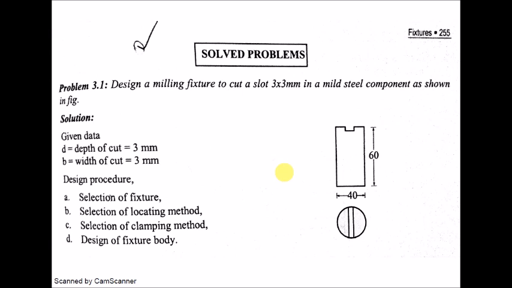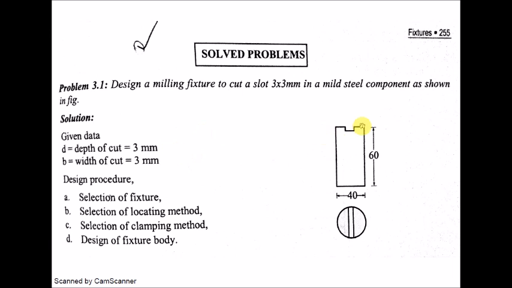So we're going to design a milling fixture to cut a slot of 3 into 3 mm. This question is not complete because the number of workpieces isn't mentioned. In the exam you may be given the number of workpieces to be milled. I'm just showing this example for the sake of basic understanding of how you go about designing a milling fixture.